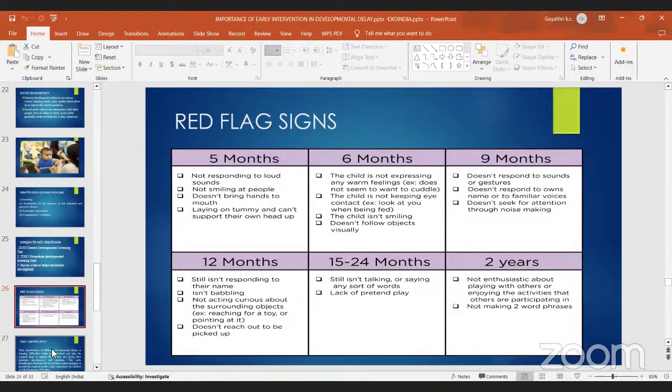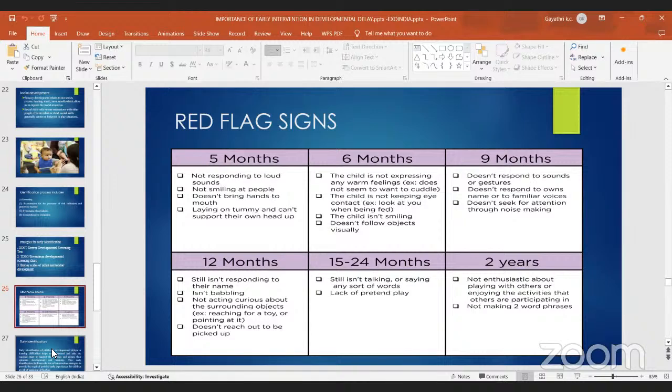Next, these are the red flag signs. What does red flag mean? If the baby has any abnormalities, or is not crossing these milestones, it comes under red flag signs. Up to 5 months, if the baby is not smiling at you, is not responding to a louder voice, or is not bringing hands to the mouth, you want to check the baby's neck muscles and eye coordination.